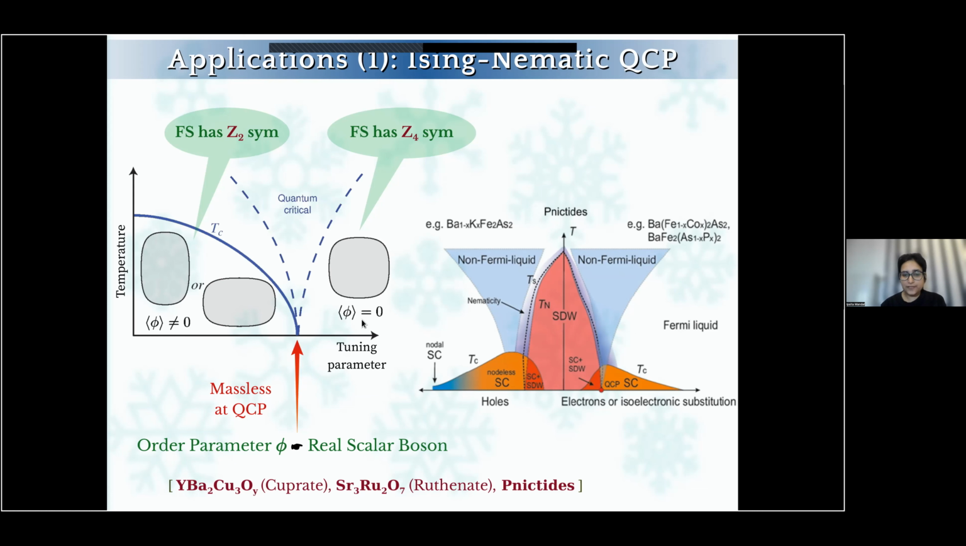Now, in the first phase, the order parameter takes a 0 expectation value, whereas in the second phase, it takes a non-zero expectation value. And let me just point out that the order parameter phi in this case is a real scalar boson, which becomes massless right at the quantum critical point. And this kind of ordering is believed to be present in various kinds of high TC materials. And schematically, it is shown how nematicity can appear in their phase diagrams.